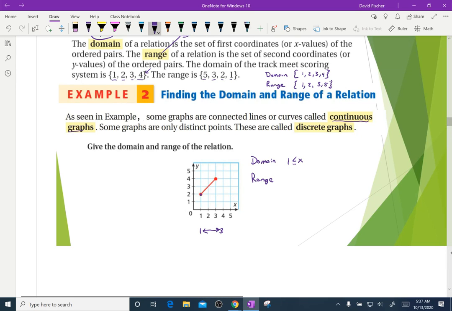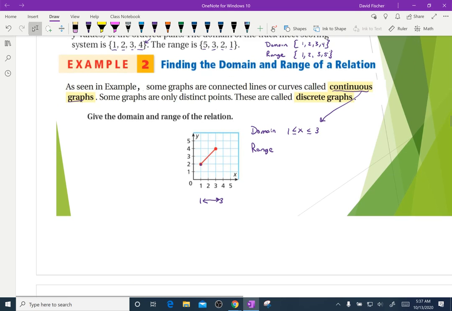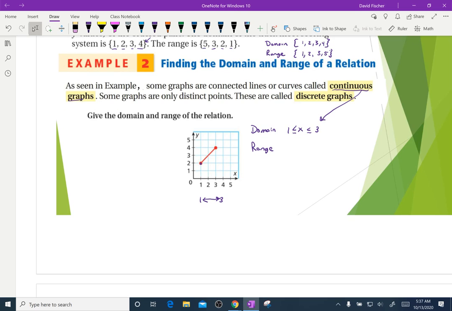Again, we're reading backwards. This is why we did inequalities right before break. And x is all numbers less than or equal to 3. So this is really saying all numbers between 1 and 3. So when we have a continuous graph like this, we record domains like this. There are too many numbers to list them all, so we use what we call an inequality to help us describe it.